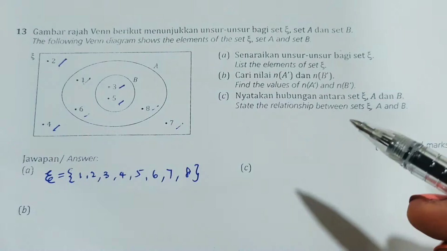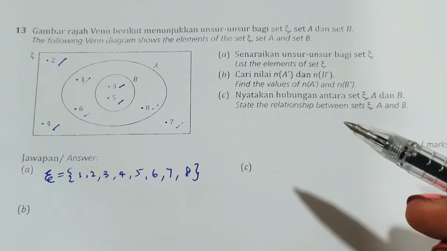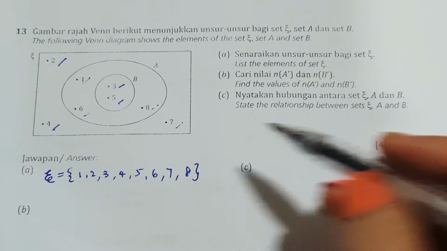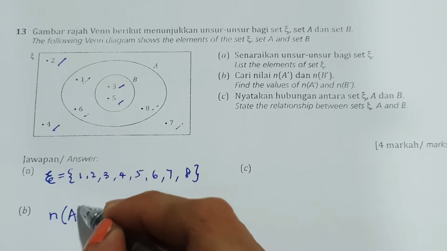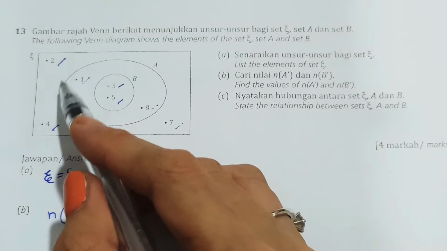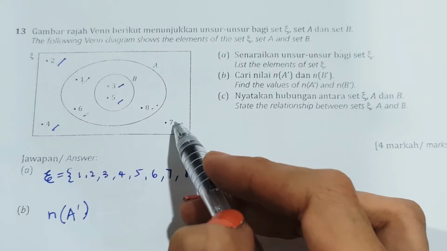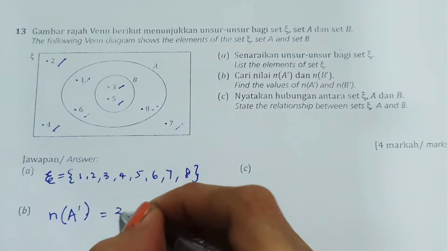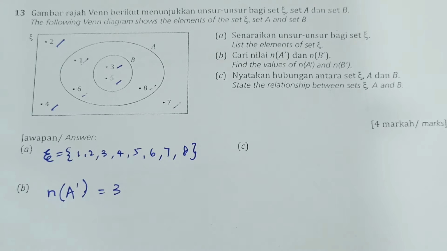Okay, so we got our universal set done. Next, we need to find the number of complement A and number of complement of B. As I said, I always like to read the complement of A as not A. So we are looking for the members which are not A. So this is A. Not A will be the one outside. So we have 1, 2, 3. So 3 elements which are not A.